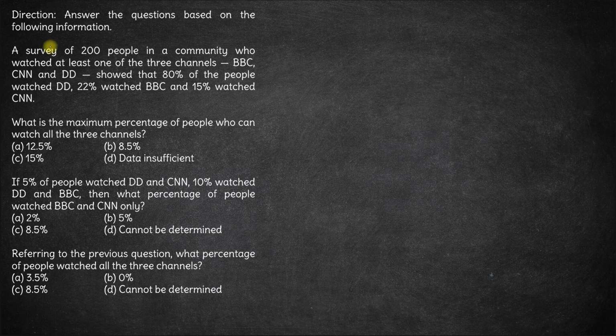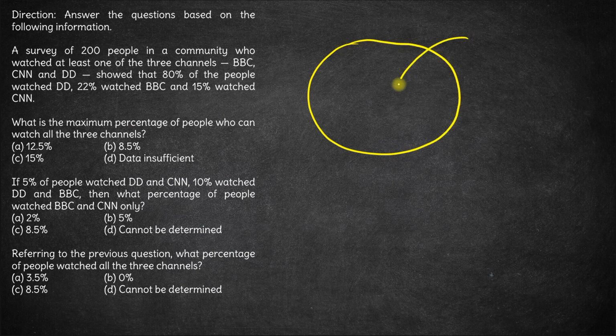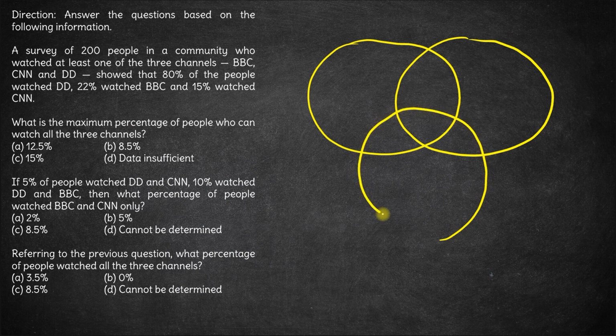Hi. In this question, we have a survey of 200 people in a community who watched at least one of the three channels BBC, CNN, and DD. It showed that 80% of the people watched DD. So, this is effectively a Venn diagram question. It's a three set Venn diagram. So we have three channels, BBC, CNN and DD.